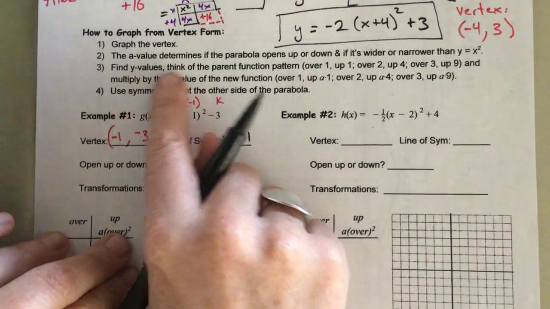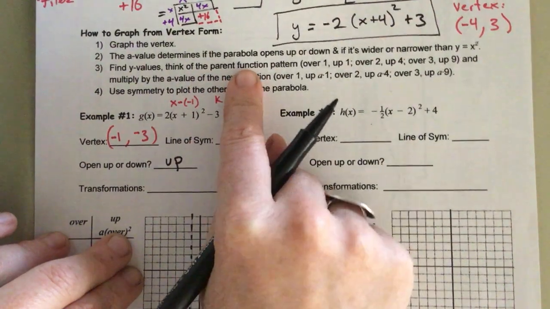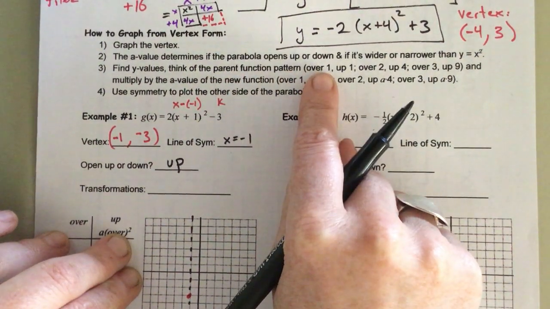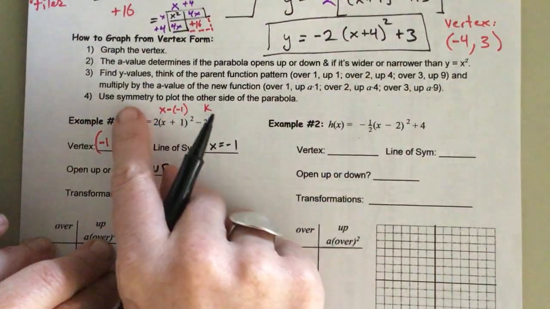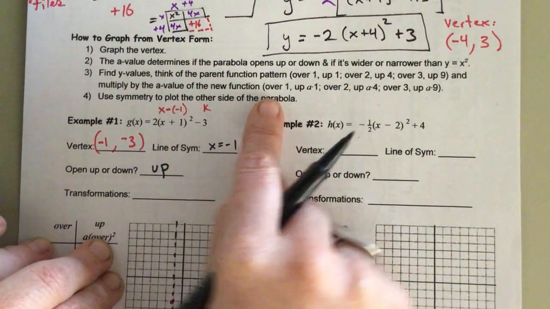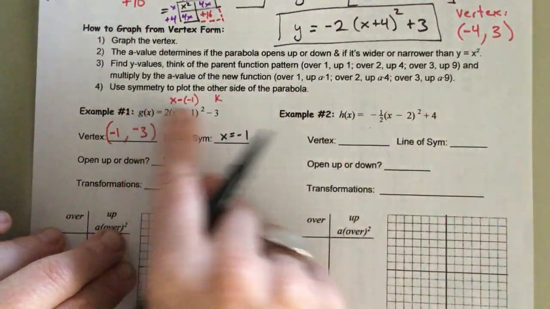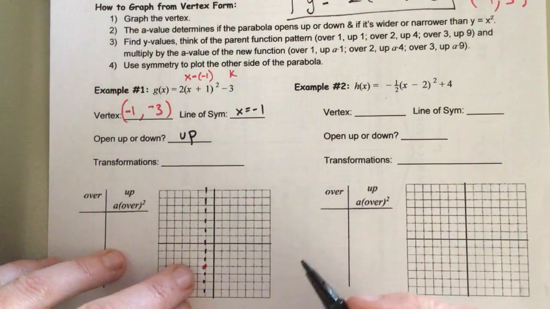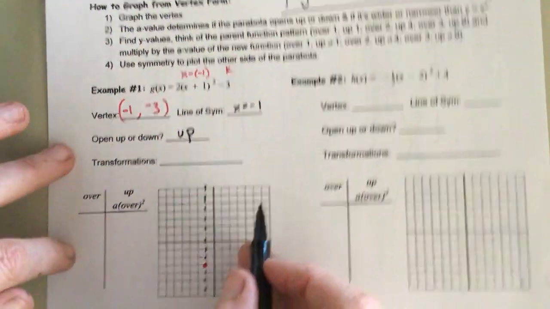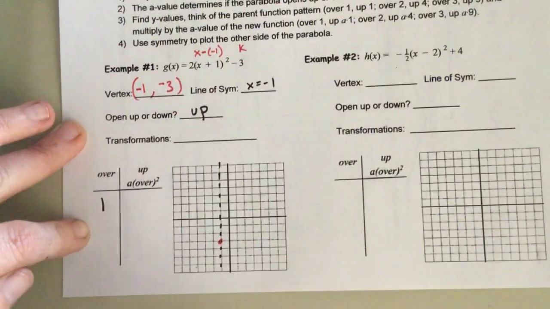Well, we got the up part. Find the y values by thinking about the parent function. So we're going over 1, up 1, over 2, up 4, over 3, up 9, and then we're going to multiply by the a value for each of those, and we'll use symmetry to then plot the other side.